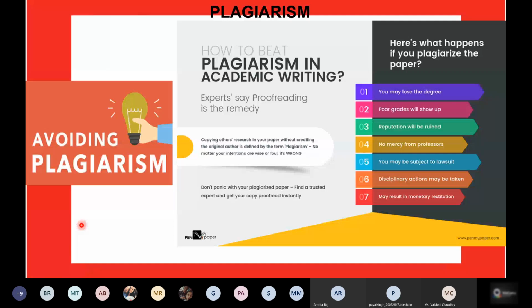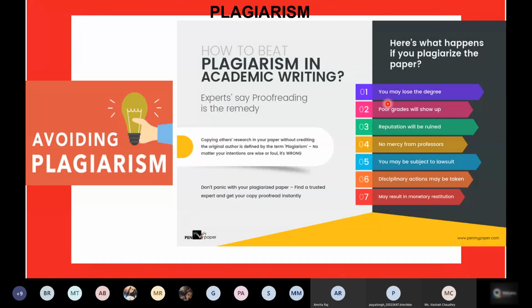It is okay when it is within the university campus or within the department system. But once it is an open platform, then it is said to be plagiarism. That is, you are copying the research without giving proper credit to the researcher. So copying others' research in your paper without crediting the original author is defined by the term plagiarism, and these are the outcomes if you do not avoid plagiarism.